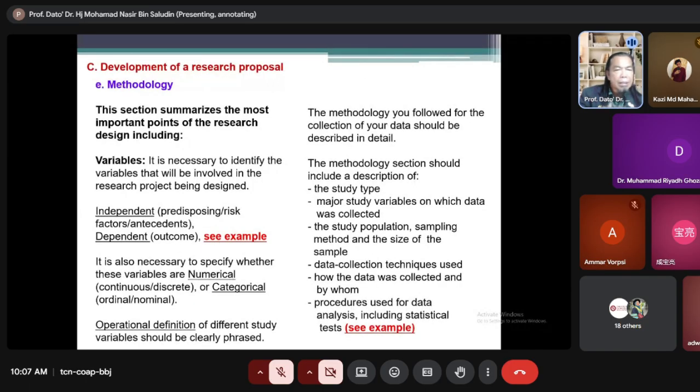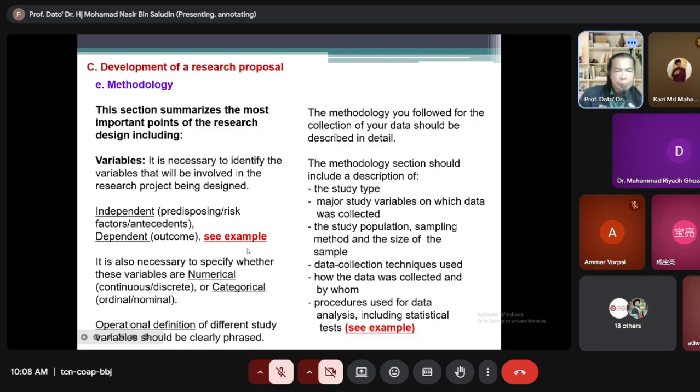And then methodology. This section summarizes the most important points of research design, including number one, variables. It is necessary to identify the variables that will be involved in the research project being designed. All variables must be measured, can be measured, either quantitative or qualitative. Independent means predisposing or risk factor, can be antecedent, can be control factors.